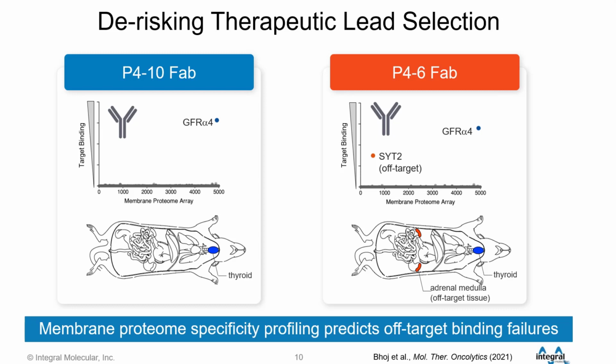Around the same time, Don's lab was also performing some in vivo studies, and what they saw was they identified the antibody in the thyroid, which is obviously where it was expected to bind, but they also saw the antibody in the adrenal gland. Putting our two pieces of data together, we saw that SYT2 is actually a protein that's only expressed in the adrenal gland. So our MPA was able to identify this very physiologically relevant off-target binding that was also occurring in vivo. This information was obviously very helpful to the group, and they were really able to make better decisions and prioritize which leads they wanted to move forward with.